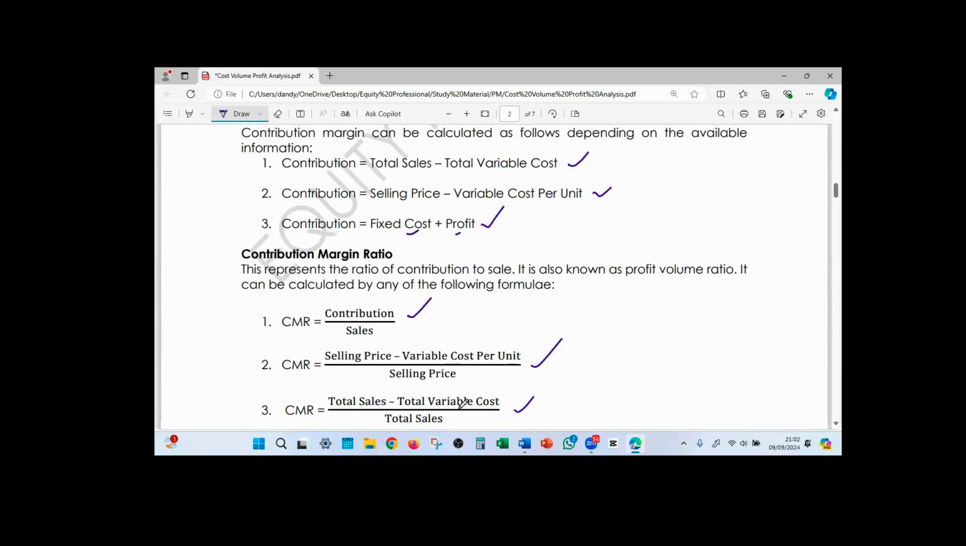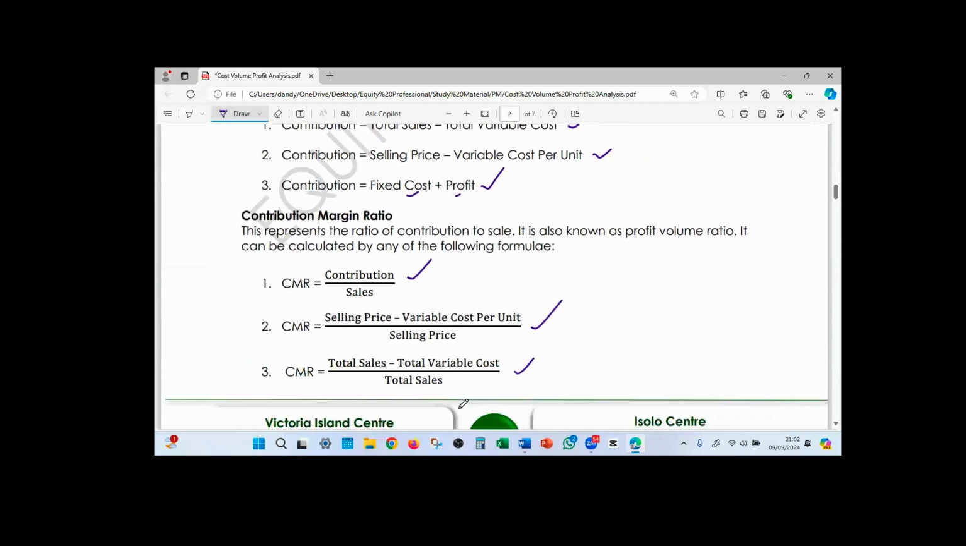Okay, that's that. There's one more area we need to talk about under CVP. Let's talk about, since some of what we have been discussing is majorly for single product organizations, how do you calculate break-even points for a multi-product organization?